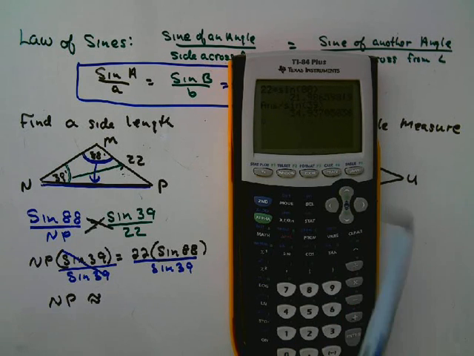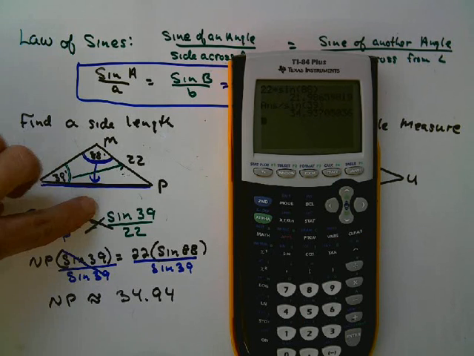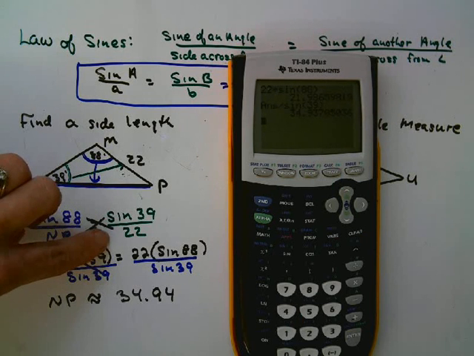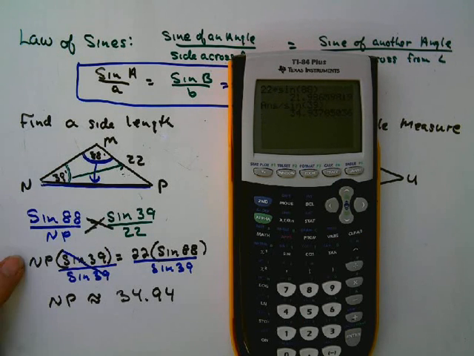Okay, so that's how you find a side length. Real easy. Set up your proportion: sine of an angle over the side across from it equals the sine of another angle over the side across from it. Write your cross product. Get your unknown quantity alone and just calculate the rest. Don't ever calculate to the end because you'll end up with rounding errors.